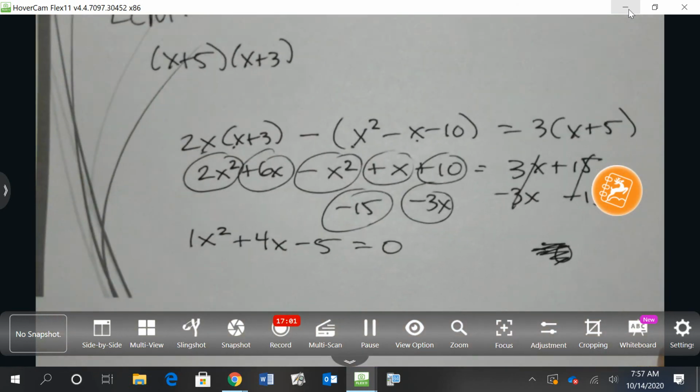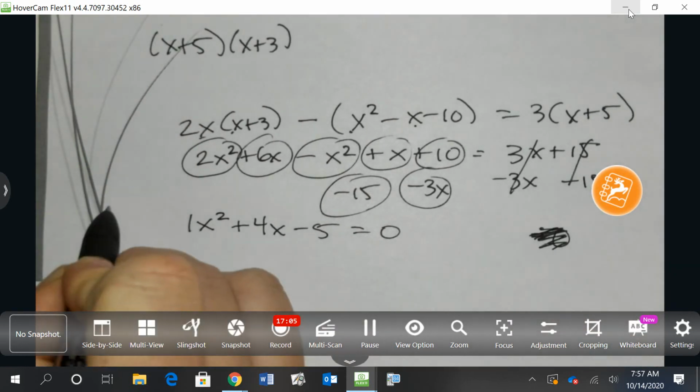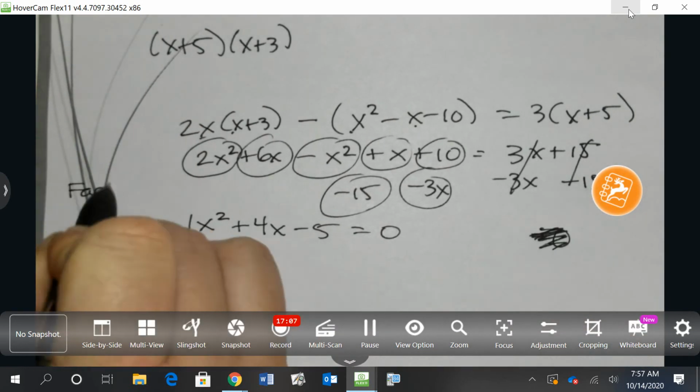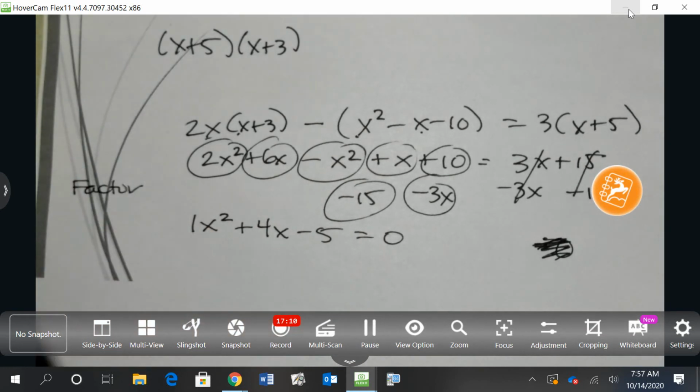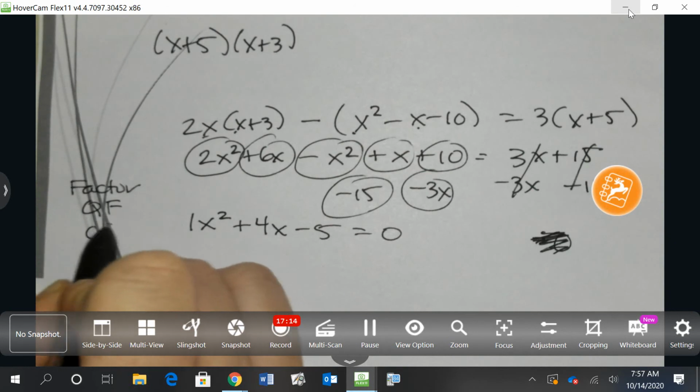Let's do just a quick review. How can we solve quadratic equations? Well, I'm going to write down our steps. I always try factoring if it's possible because it's the quickest way. Then we have the quadratic formula, or we have the completing the square method.